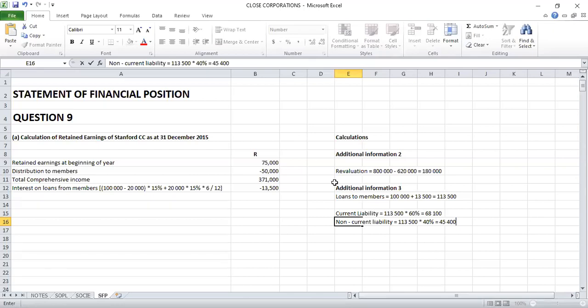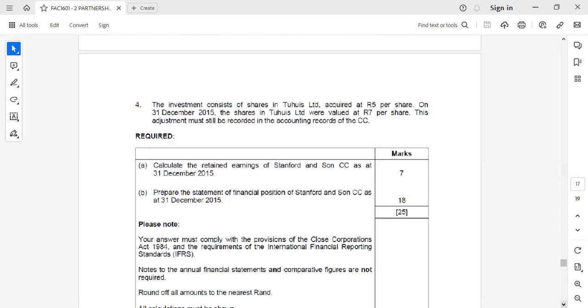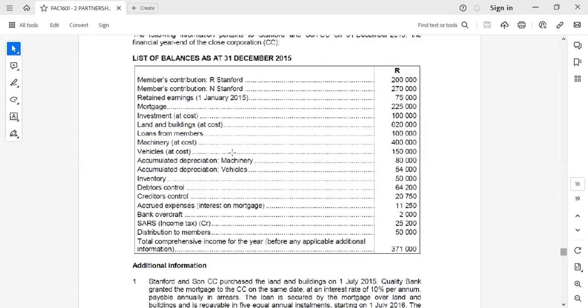Right. Then let's go to number four. The investment consists of shares in Two Wheels Limited, acquired at R5 per share. On 31 December, the shares in Two Wheels Limited were valued at R7 per share. This adjustment must still be recorded in the accounting records of the CC, right? Remember that where we record the increase depends on whether the shares are for trading or not. Like in this case, we are not told. So I said, you look at the type of company, the fact that it does not have a PTY, we'll take it as for trading. So that means we would include the gain in the calculation of the retained earnings. So they are moving from 5 to 7. These are the shares.